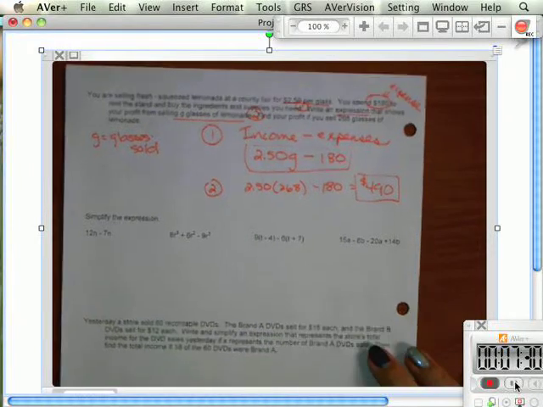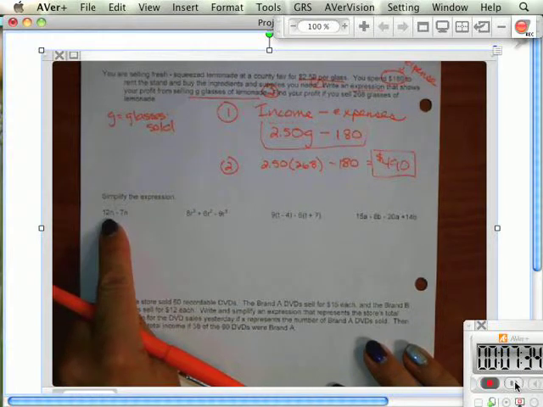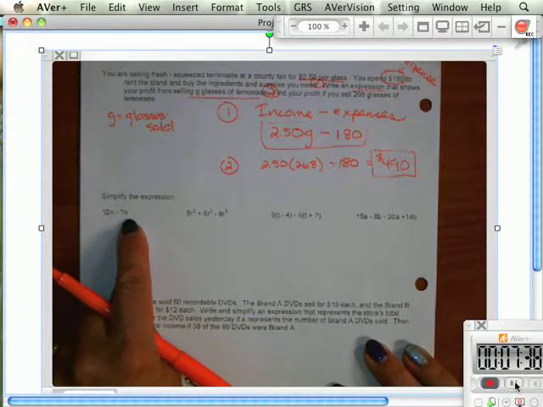All right, simplify the expression. Common terms, okay, you're working with. So I have an N here and an N here. I have 12 N's here. Take away 7 N's. How many N's do I have? 5. 5 N.